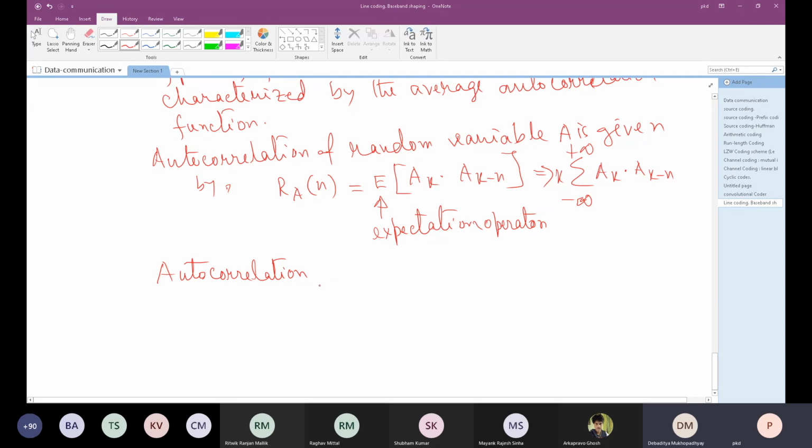So autocorrelation is related to the spectrum by a popular theorem that is also known as the autocorrelation theorem, or by the name of Wiener-Khinchin theorem.